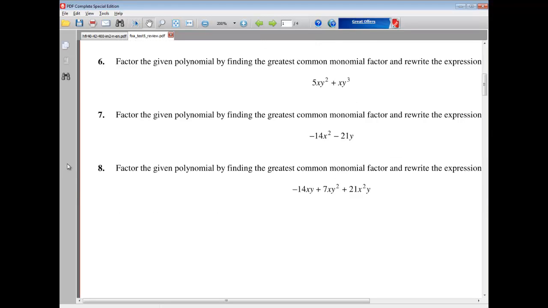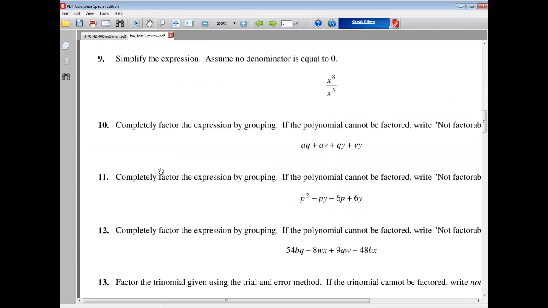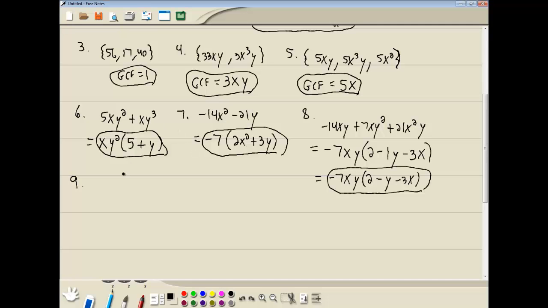Okay, number 9. We got x to the 8th over x to the 5th. Kind of a bizarre one to be in the middle of factoring, but we'll work with it. Remember, if you have x to a power over x to a power, you subtract the smaller exponent from the larger one. So 8 minus 5 is 3, and we're going to have x to the third power where our larger exponent was, which was on top. And then we put a placeholder of 1 down below, so x to the third over 1 would be x to the third.